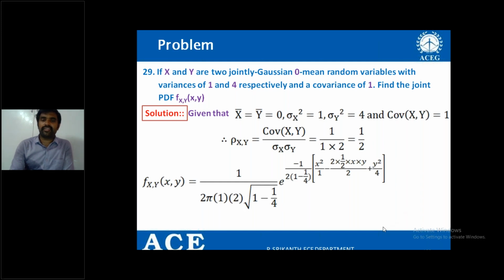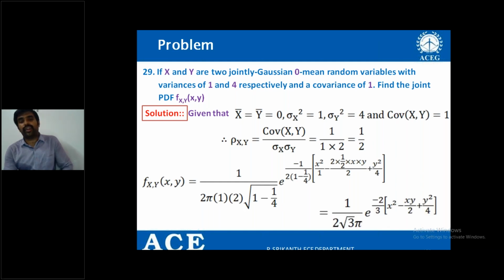By simplifying this, the simple calculation, how do you write the density function? The density function is 1 by 2 into, here, what is this? Under root 1 minus 1 by 4, root of 3 by 4. It becomes root 3 by 2. 2 gets cancelled. 2 root 3 pi, e power, after simplification I can write the expression like this: minus 2 by 3 into x square minus xy by 2 plus y square by 4. So this is the way to derive the jointly Gaussian density functions by knowing the statistical parameter values.